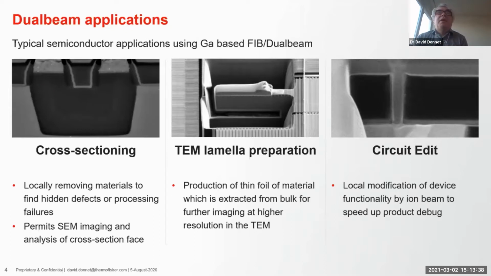But perhaps more mainstream, the first one is cross-sectioning. We've seen many examples of cross-sections this morning. And here is another high-resolution image. What we can do is locally remove materials to find hidden defects, to find processing errors, which is then followed up with high-resolution SEM imaging.